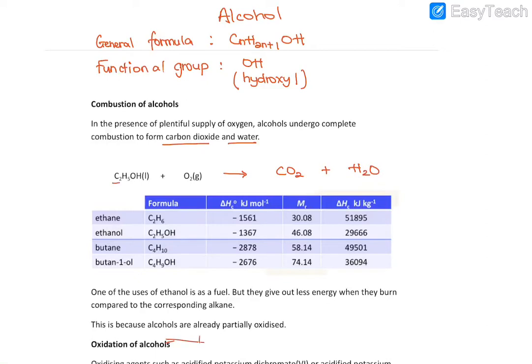So you balance carbon first, then you balance the hydrogen, and at last you balance the oxygen. Do not forget that you have one oxygen here. So there's 7 oxygen: 3 times 2, 6 oxygen, plus 1 here. So that's 7 oxygen in all.